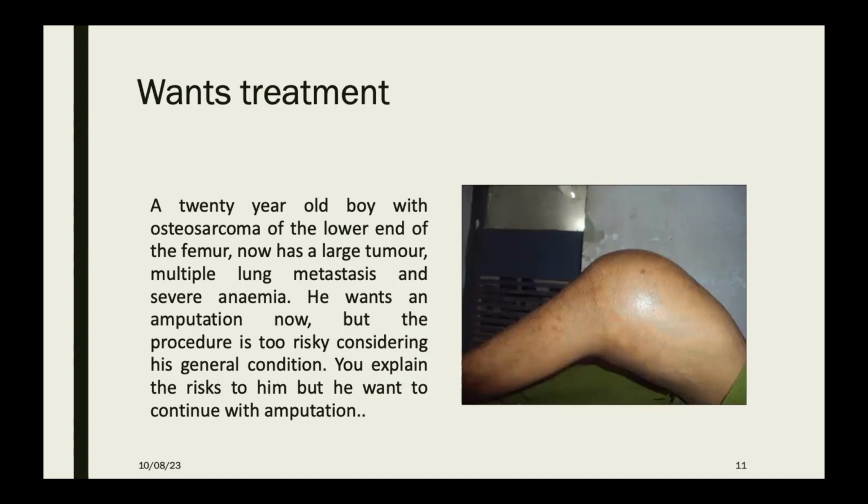This is another dilemma. This is a 20-year-old boy with osteosarcoma of the lower end of the femur. He has a large tumor. He has multiple lung metastasis. He has severe anemia. Now he wants an amputation, but the procedure is too risky considering his general condition. So you explain the risk to him, but he wants to continue with the amputation. So what should be done in this particular case?